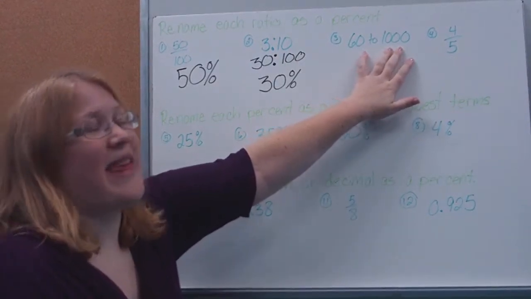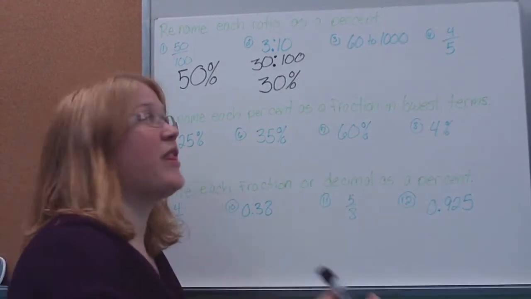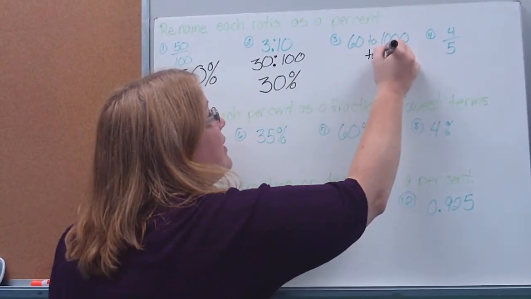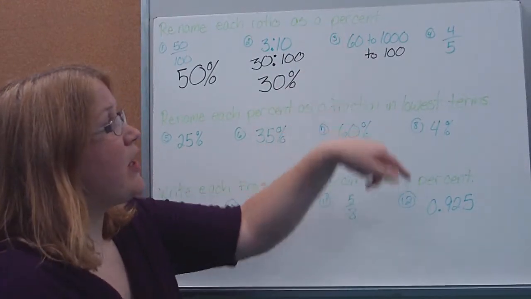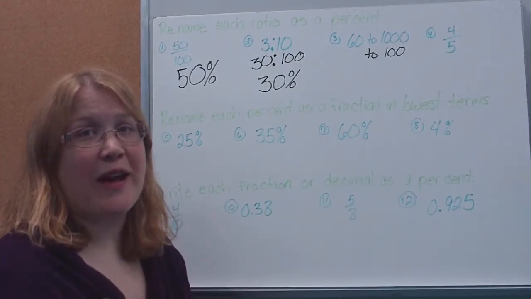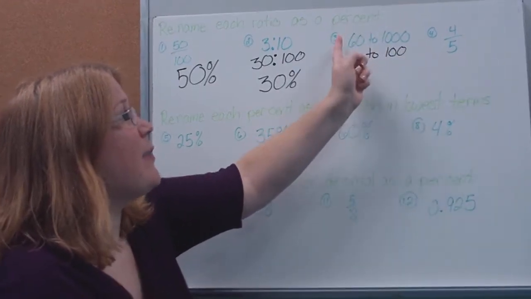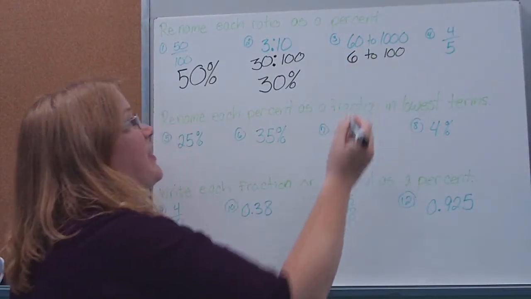Here I have 60 to 1,000. So this is too big. I don't want 1,000. So I'm going to rewrite this because I want it to be a ratio to 100. So how did it go from 1,000 to 100? I divided by 10. Since I divided this side by 10, I need to do the same to the other side.